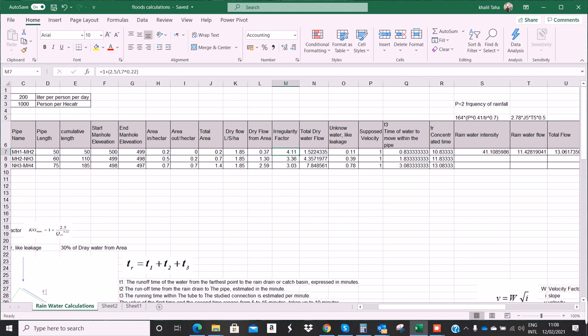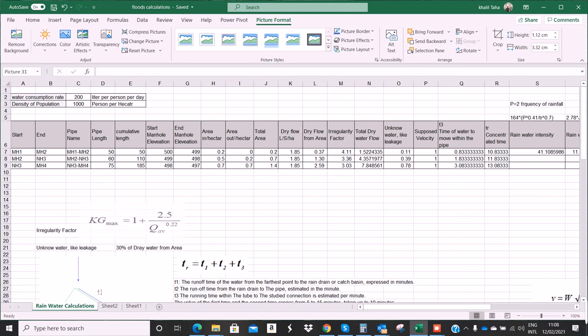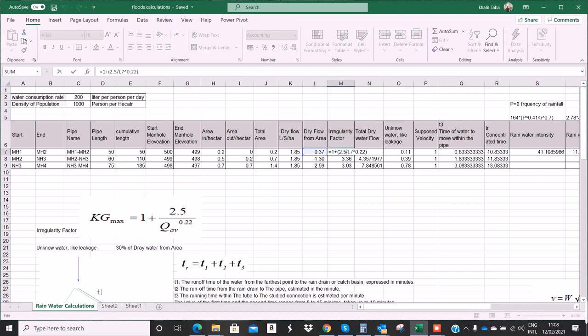So we take this equation. This factor is the irregularity factor. You will see it is 1 plus 2.5 divided by the Q average. This is the Q average. If you put this formula in this sheet and copy it, you can get the total dry flow. You just multiply Q average by the factor, and you will get the dry water.